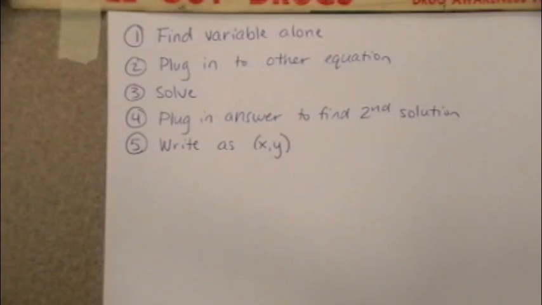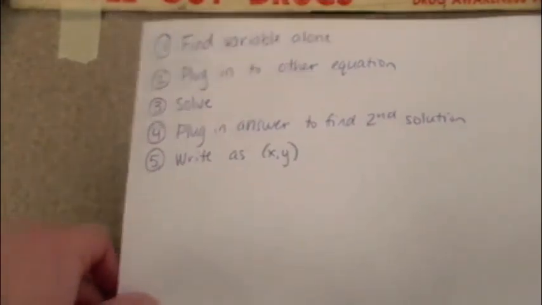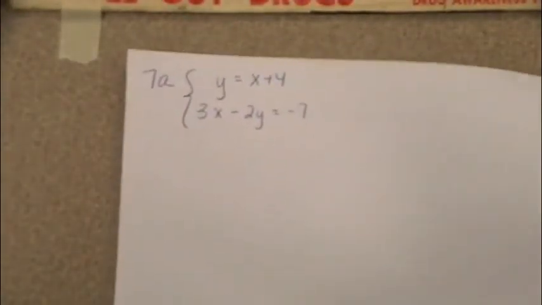Step 3 is solve. Step 4, we're going to plug in the answer we've gotten so that we can find the second half of our answer. And then finally, step 5, we're going to write our answer as an ordered pair x, y. So let's take a look at 7a.